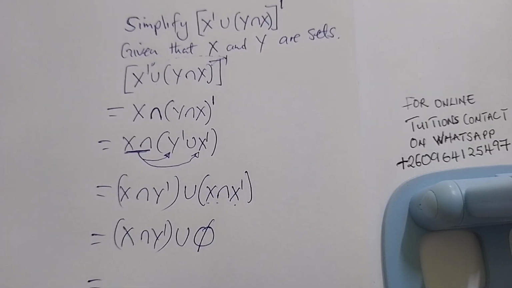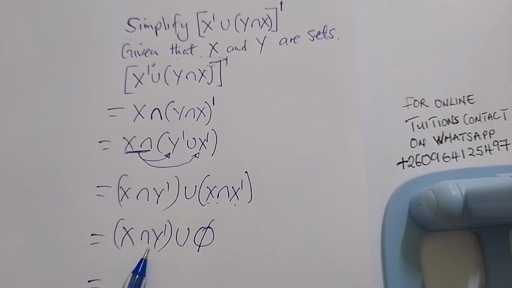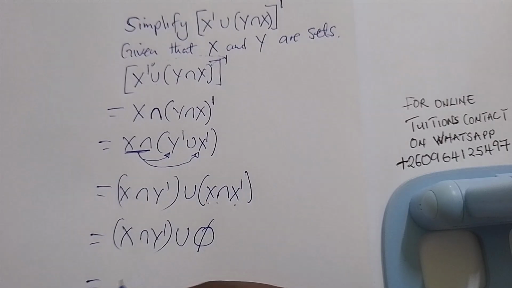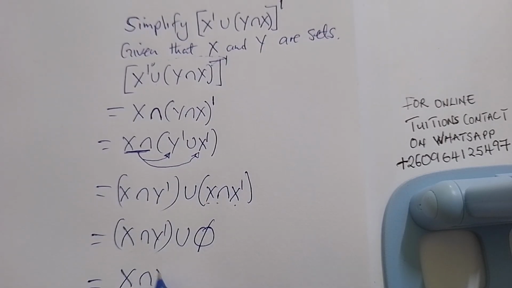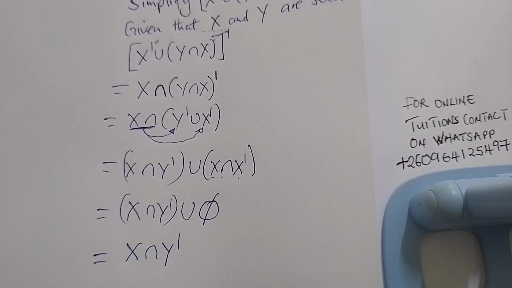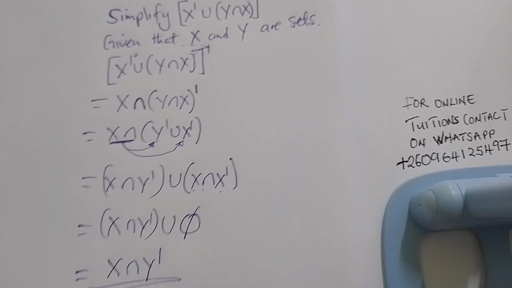And this is going to be equal to x intersection y complement union an empty set, which is just the same set. Any set union an empty set is the same set. So this is going to be x intersection y complement. That's the way we're supposed to simplify this.